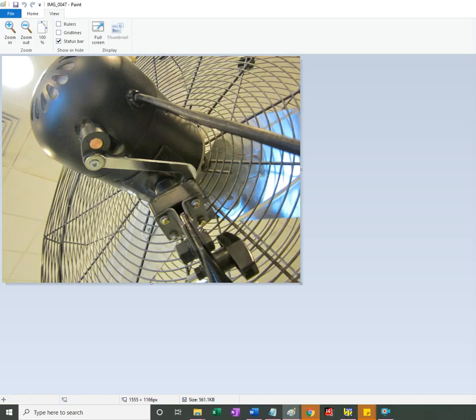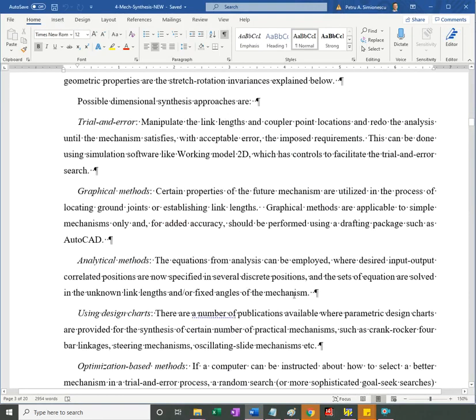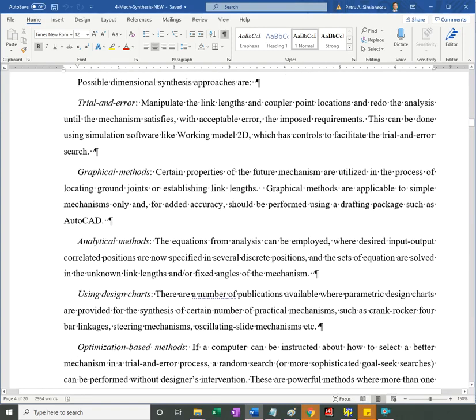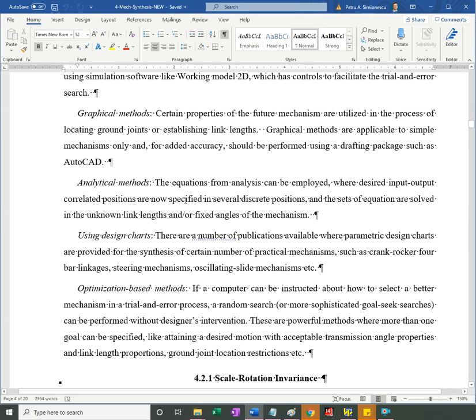Trial and error, but you will see there are other more effective tools to use. So trial and error first, we'll look at some graphical methods, and if you can do it in AutoCAD, high precision, that's preferred. And then there are analytical methods. We learn how to do analysis. So everything was given, link lengths, and all that, and we wanted to calculate correlation between output and input. Here we can impose correlation between input and output and leave the link lengths as unknowns.